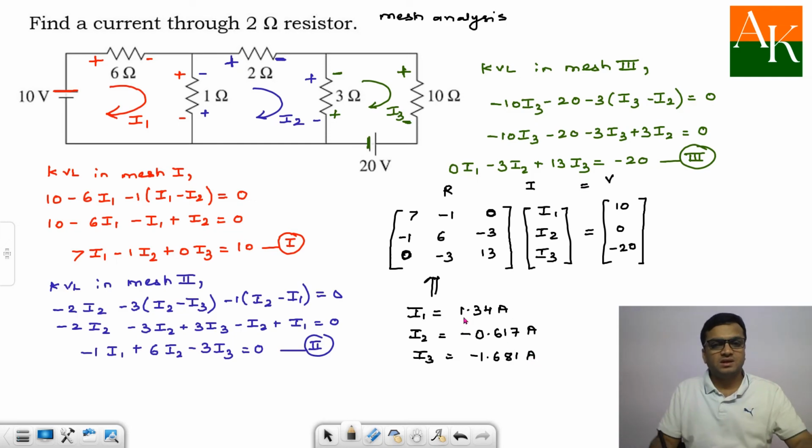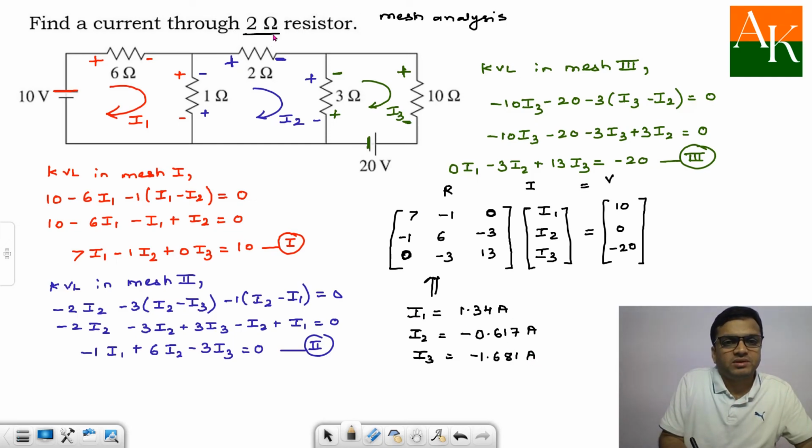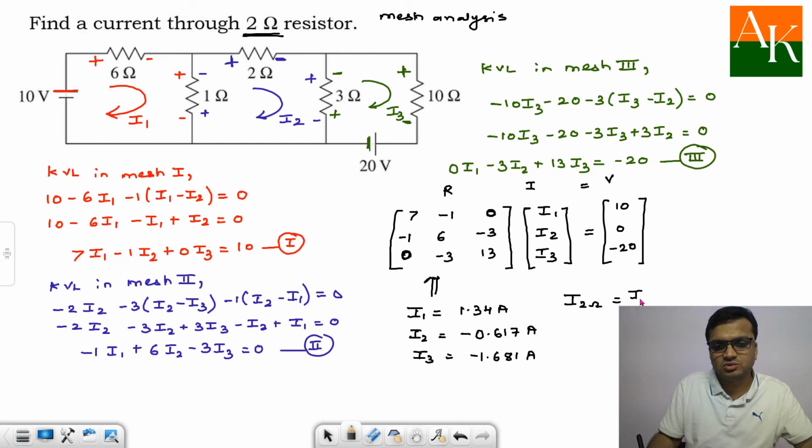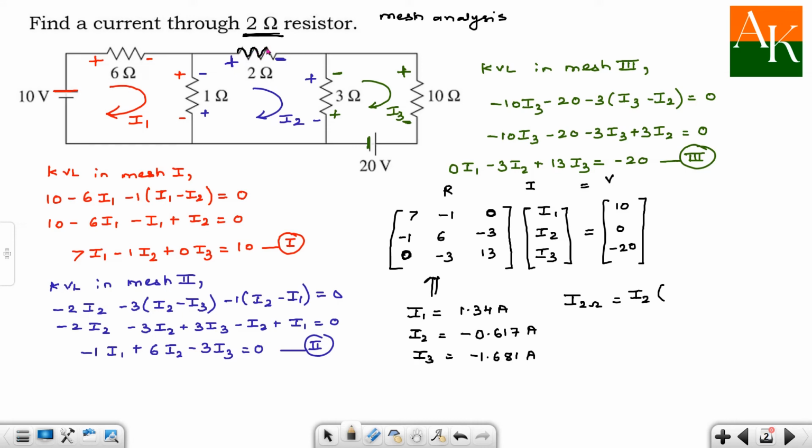You can check this. But the problem is not over here, because we have to calculate the current through the 2 ohm. The 2 ohm is placed exclusively in mesh 2. So the current through that one is I2, and of course I2 is moving through the 2 ohm towards right. I will mark this direction. The value of I2 turns out to be minus 0.617 ampere towards right, and finally I will make it 0.617 ampere towards left. So that's all for numerical 3.